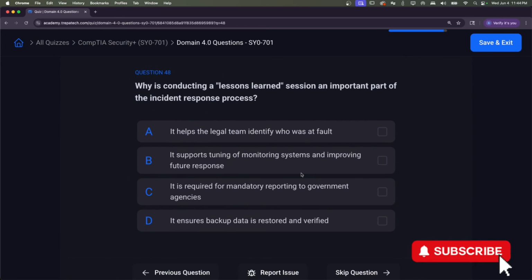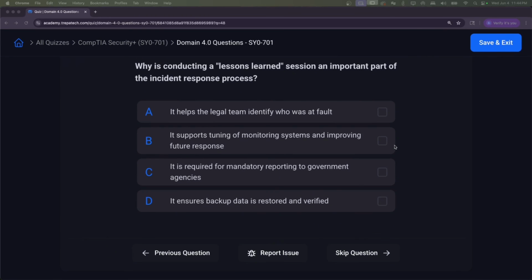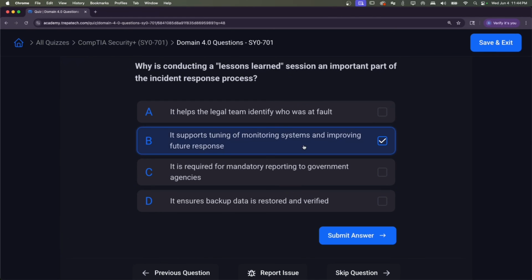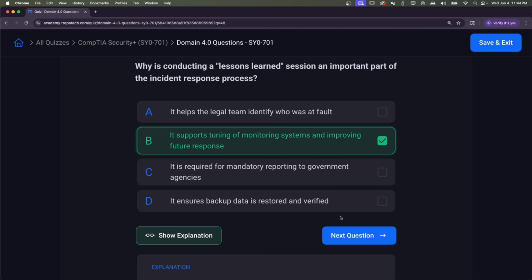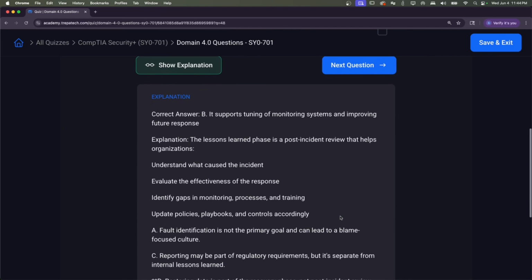Question 48. Why is conducting a lessons learned session an important part of the incident response plan? So lessons learned, right? That is going to be where we tune and we get better and we fix things in our incident response or in our preparation that could have prevented this or help us just improve our processes. So we're going to go with B. It supports tuning of monitoring systems and improving future response.